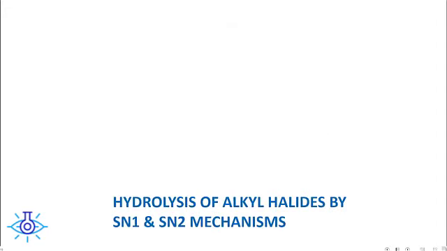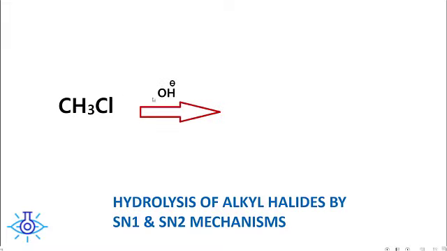Similarly, hydrolysis of alkyl halides by SN1 and SN2 mechanisms are also examples of nucleophilic substitution reaction. This is chloromethane. When chloromethane is attacked by a nucleophile like OH minus, this Cl minus will be replaced by OH minus. Thereby, you will get the product methanol.